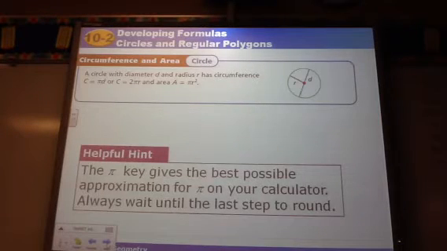Okay, circumference formula: you can use pi times diameter, or you can use 2 pi r. Area formula is pi radius squared. Remember to always use the pi key unless stated otherwise.